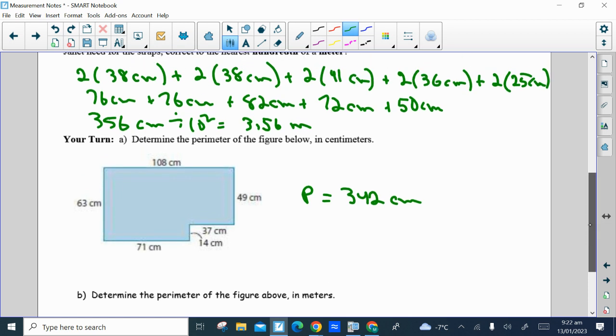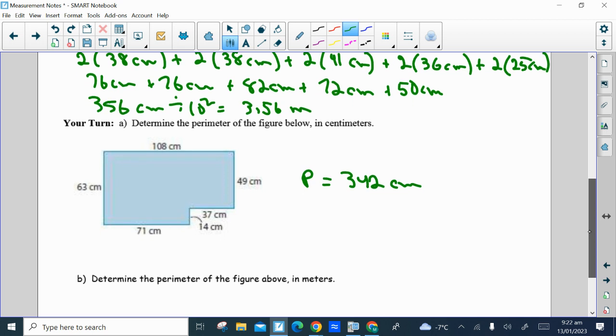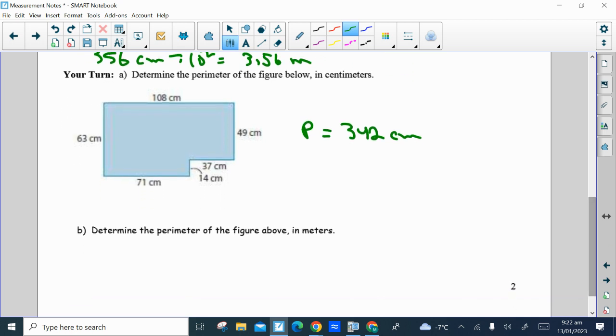So like we did in the last question, to convert from centimeters to meters, you're going to divide by 10 squared. You're going to divide by 100, which moves the decimal 2 spots to the left. 3.42 meters would be the answer.